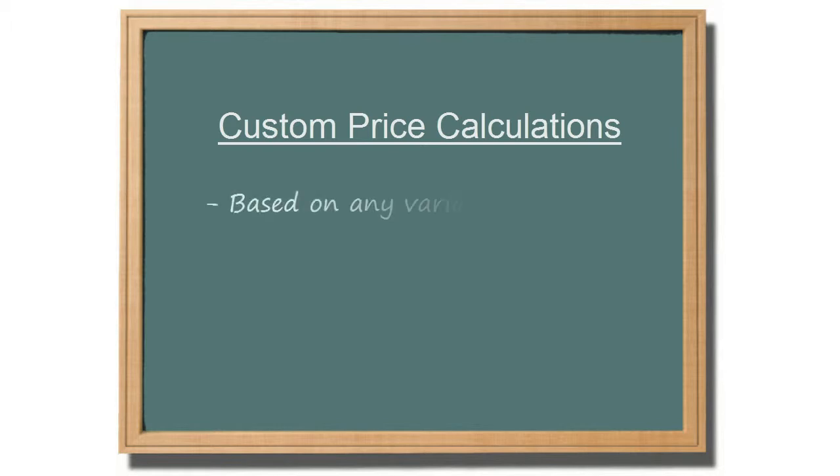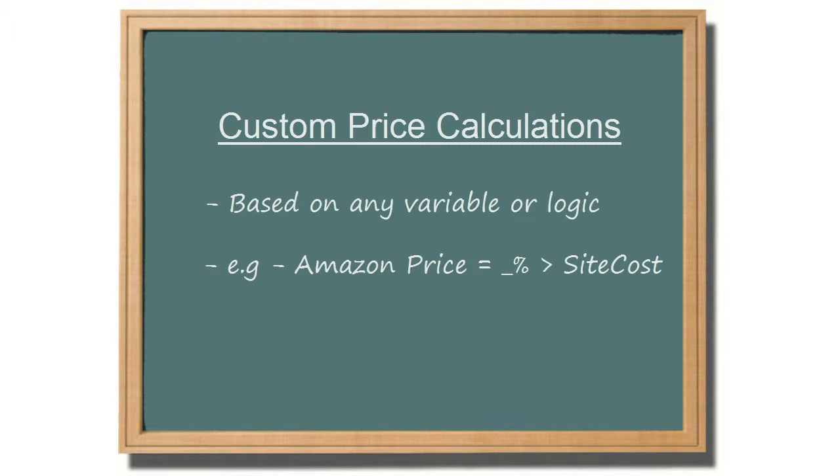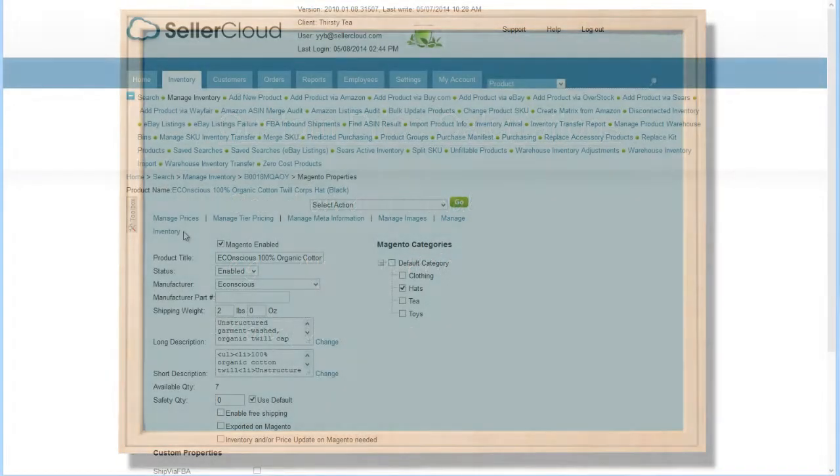You can also send a customized price to a specific marketplace using a custom price calculation. The custom calculation can be based on any variable or logic, including sending a price that is a set percentage greater than the site cost. Using a custom price calc, the system will ignore the channel price. Rather, it will send a calculated price based on your parameters. Custom calculations can be configured by SellerCloud support.